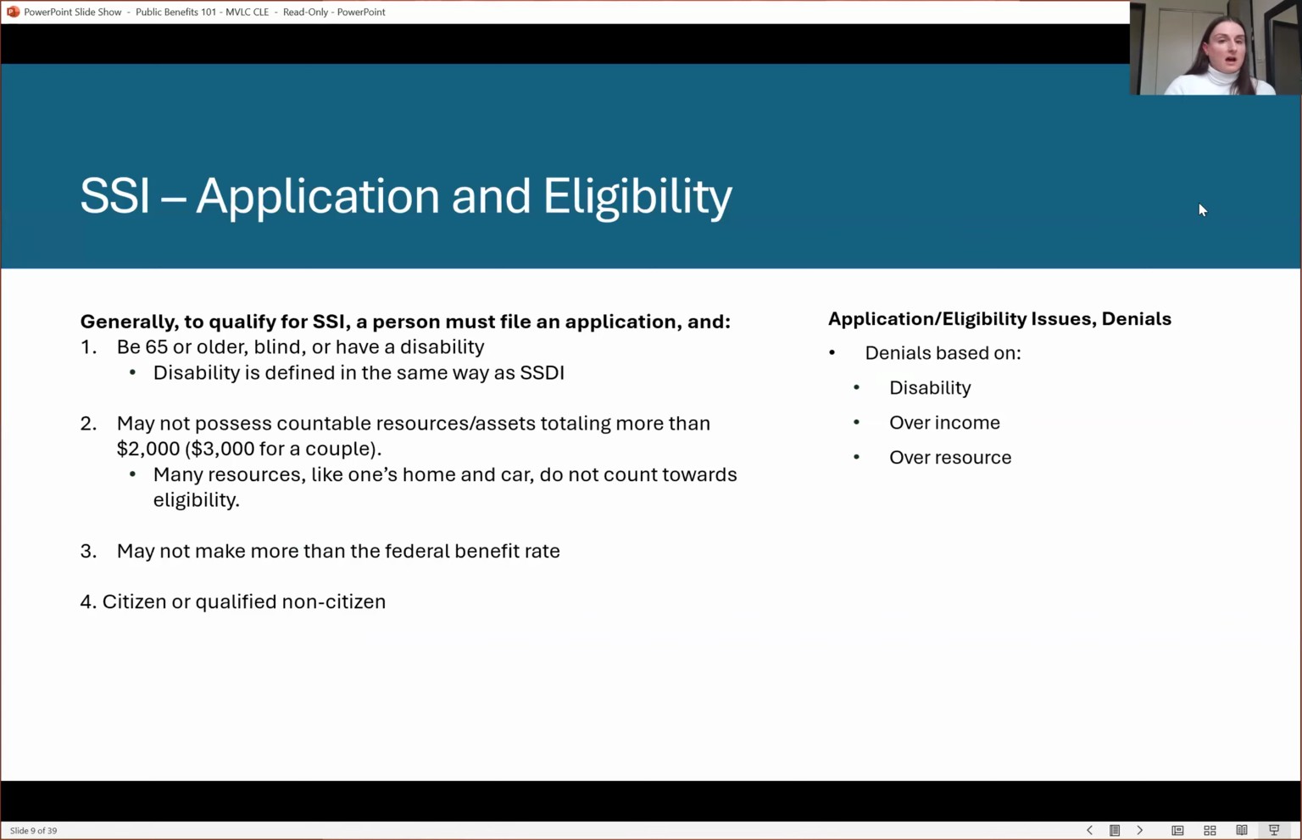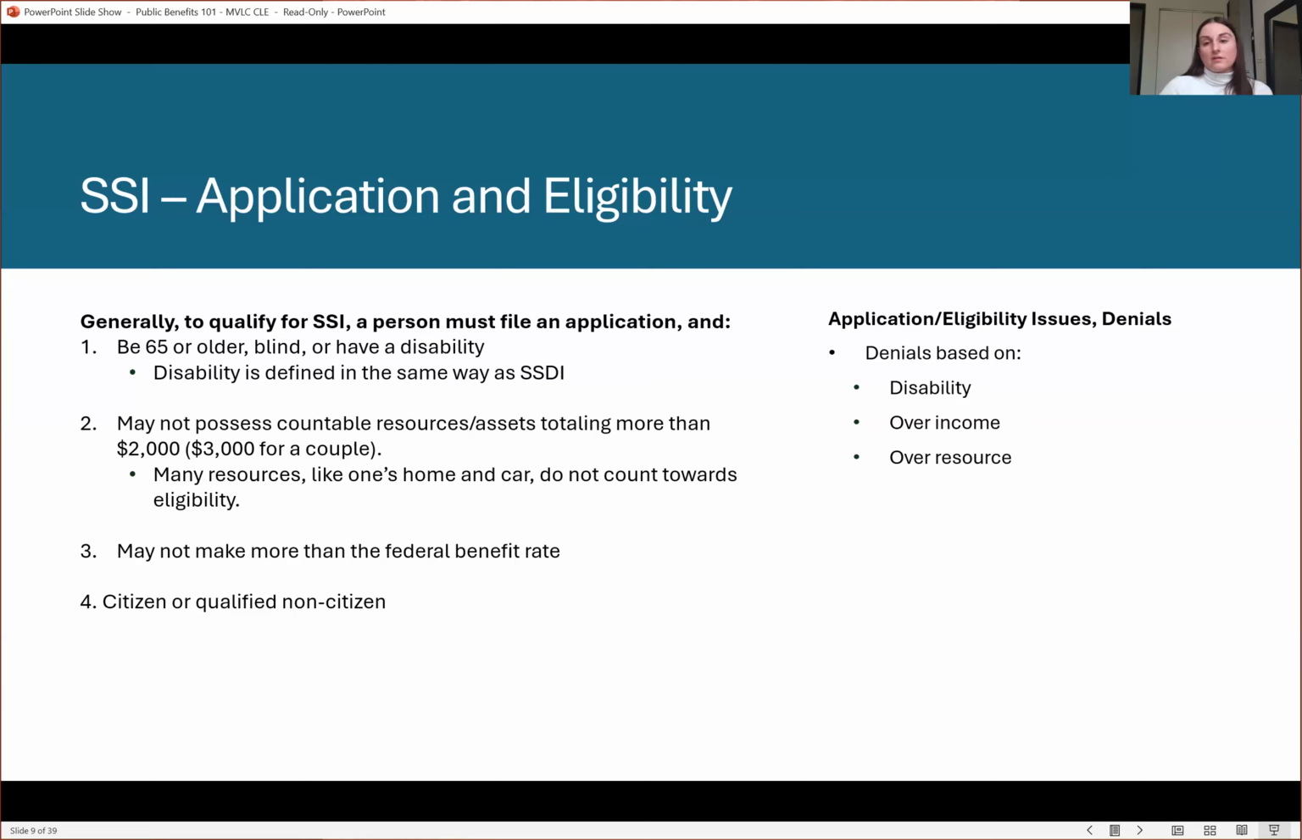Moving on to SSI. So SSI is different than SSDI. To qualify, you need to file the application, be 65 or older, blind or have a disability defined the same way. You can't possess countable resources, which is how SSA calls assets as resources, totaling more than $2,000, $3,000 for a couple. I'd note there are exemptions to that rule, or what assets are counted rather towards that limit. Like someone's home and their car don't count as an asset for SSI purposes.